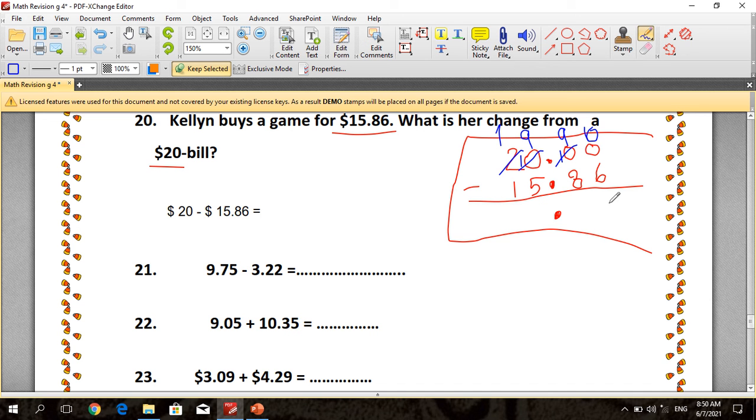10 minus 6 equal what, my dears? That equals 4. Then we have 9 minus 8 equal 1. 9 minus 5 equals 4. 1 minus 1 equals 0. So the result will be $4.14, okay? Here, 4.14.